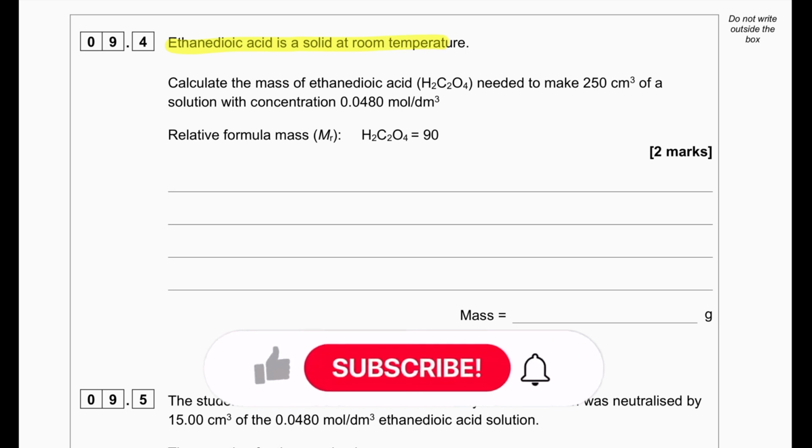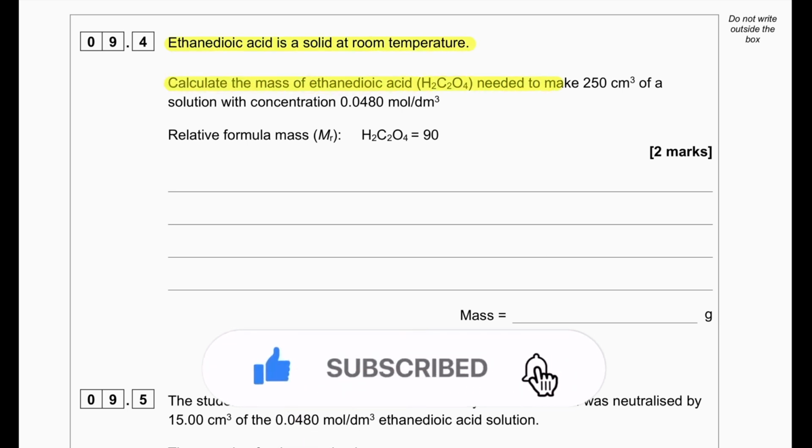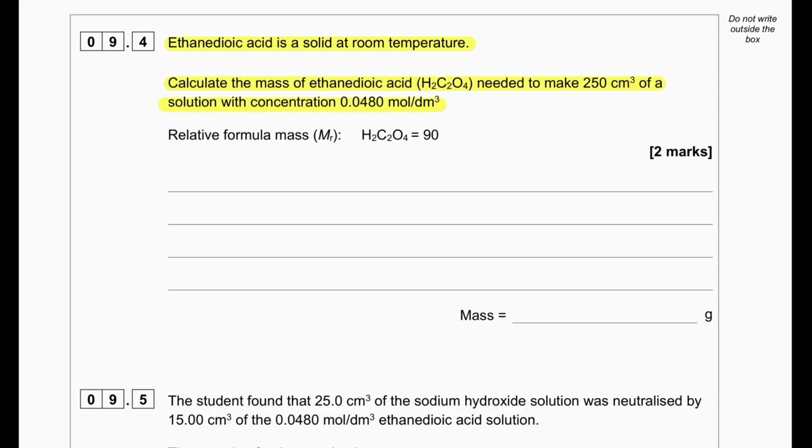Ethane dioic acid is a solid at room temperature. Calculate the mass of ethane dioic acid, H2C2O4, needed to make 250 cm cube of a solution with concentration 0.048 mole per dm cube. The MR of ethane dioic acid is given as 90.